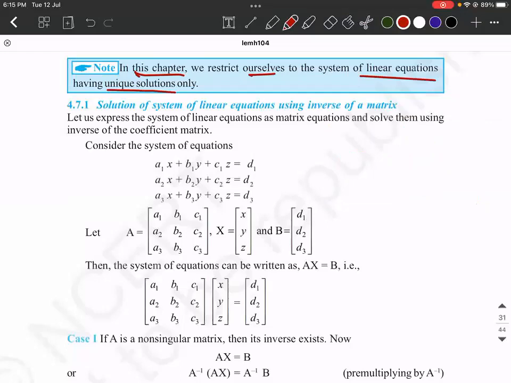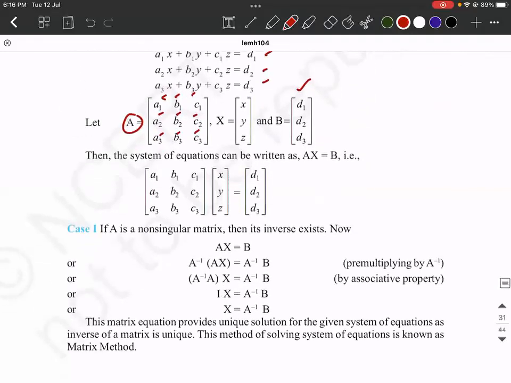Next, if you have three equations like this, a1x plus b1y plus c1z is d1, a2x plus b2y plus c2z is d2, a3x plus b3y plus c3z is d3, then as I told you, first you can write a coefficient matrix. What are they? a1, b1, c1, a2, b2, c2, a3, b3, c3. You call that capital A. Then you can write the variable matrix, which is x, y, z, a column matrix. When you multiply these two, you will get a constant matrix, which is d1, d2, and d3, also a column matrix.